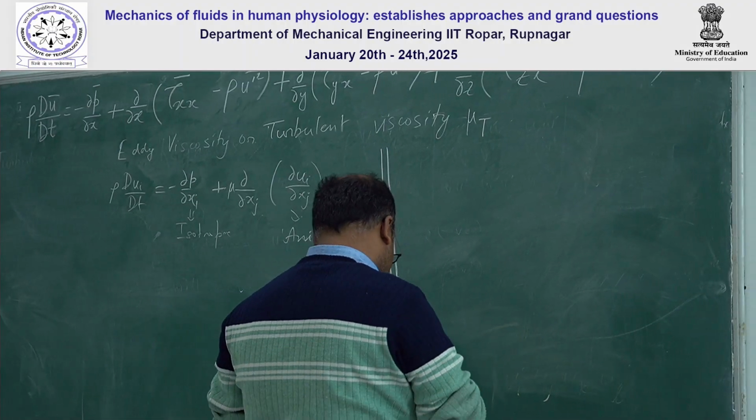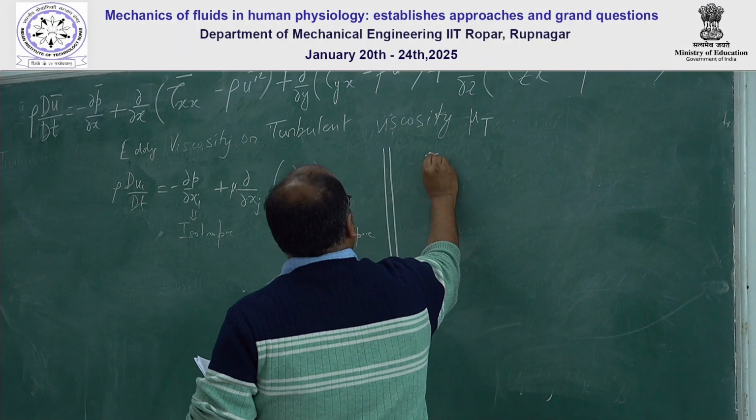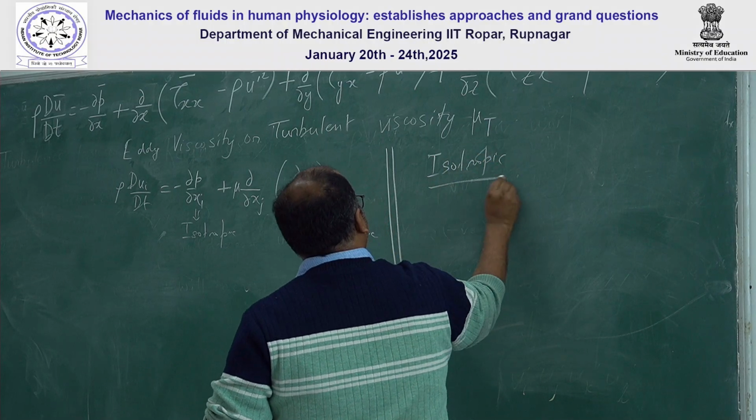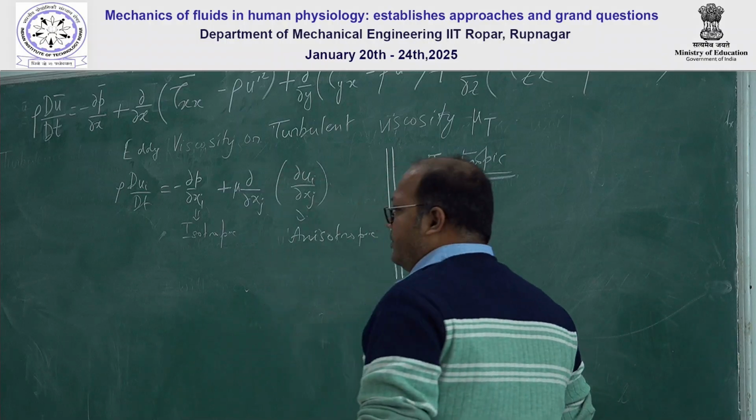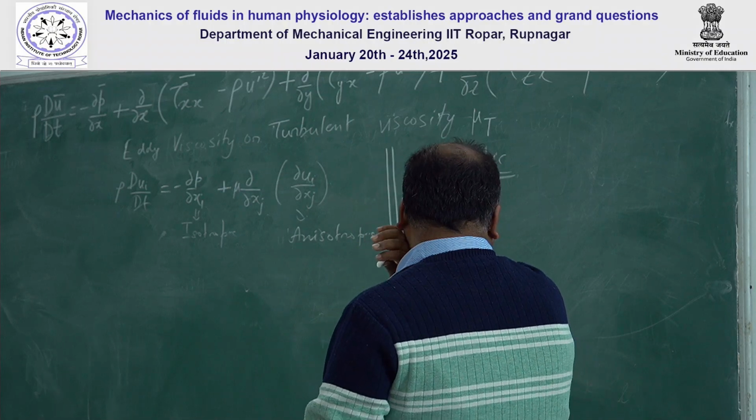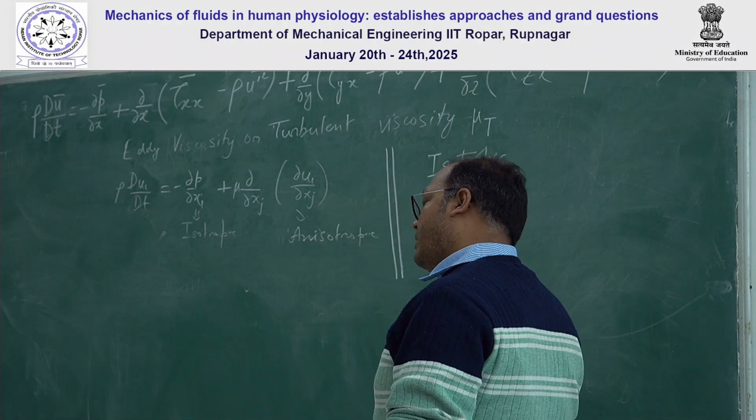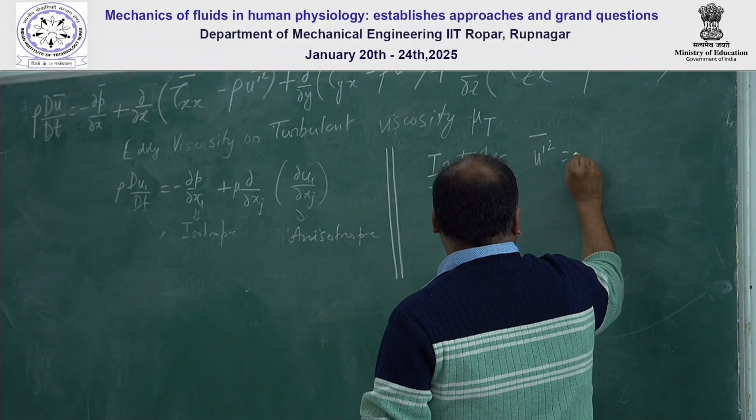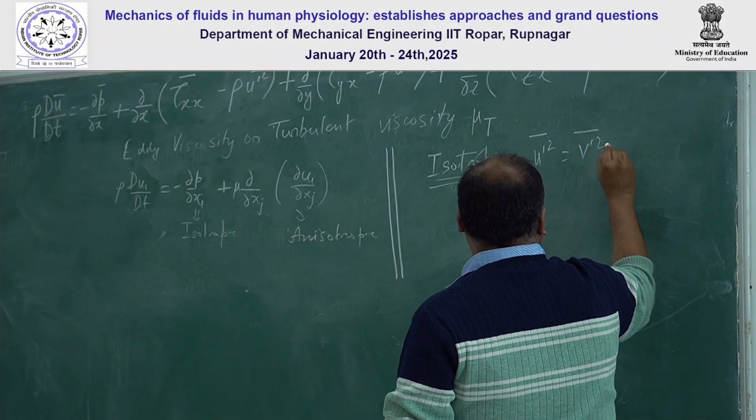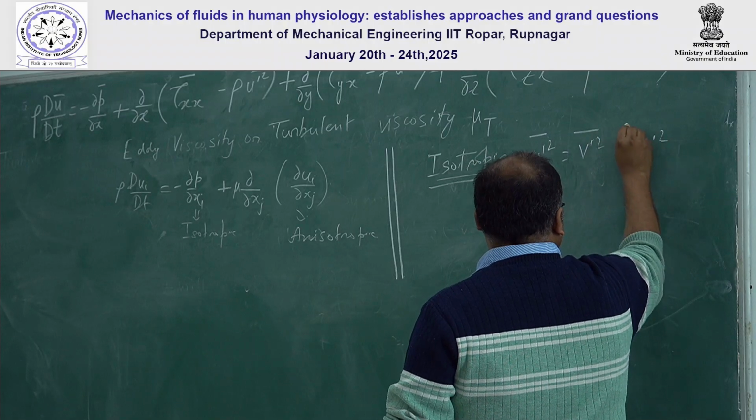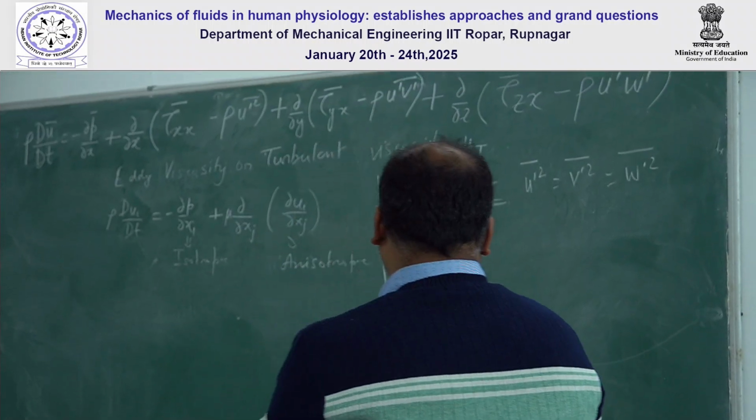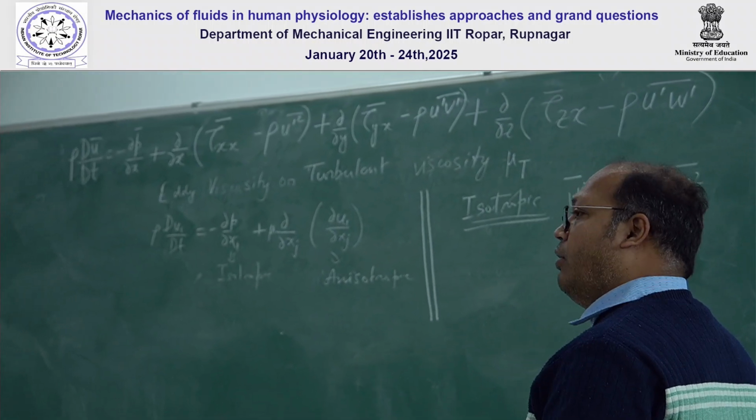So here we basically write the Reynolds stress term into two components, isotropic and anisotropic. Before that, let's say we assume here the turbulent conditions are isotropic. By isotropic we mean that the fluctuating components, the square, let's just define it, u dash square equal to v dash square equal to w dash square. So the mean of the square of the fluctuating components are equal in all directions.